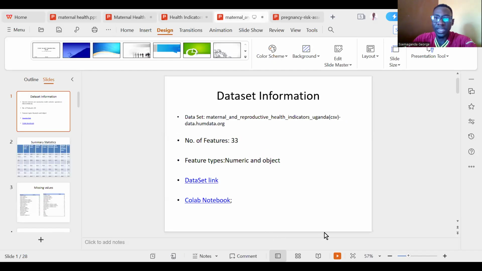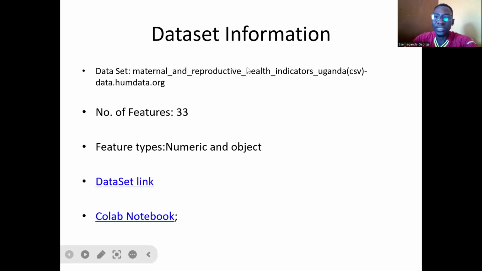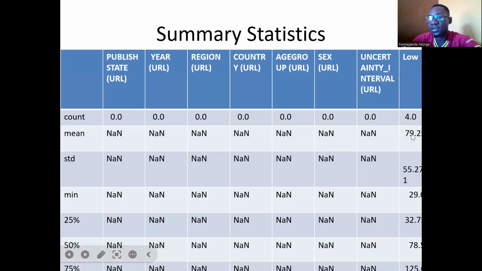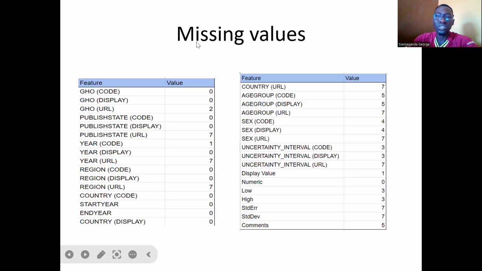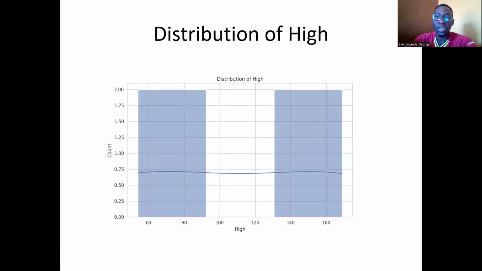I'll dive straight into the next dataset. That's maternal and reproductive health indicators. It's a CSV, also from data.humdata.org. It had 33 categorical features, both numeric and object, with the links to both the dataset and the Colab notebook. Then this is basically a summary of statistics. It also had missing values, so we had to do some cleaning for some of these missing values and pre-processing.